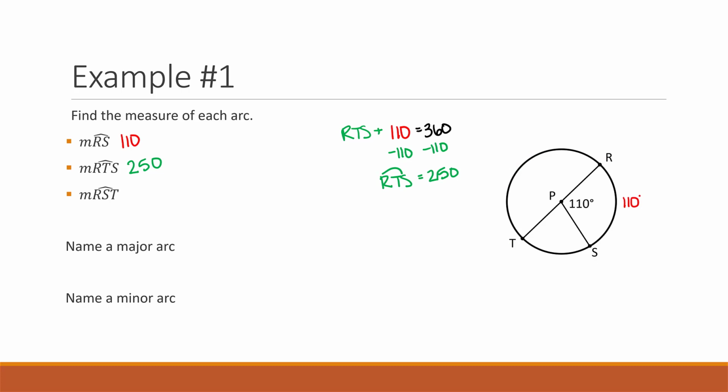And then RST. RST is different than the one we just did because it goes R, around to S, and then to T. RST has a measure of 180 degrees. That's because RT is a diameter, and so a diameter creates a semicircle that's exactly in half.